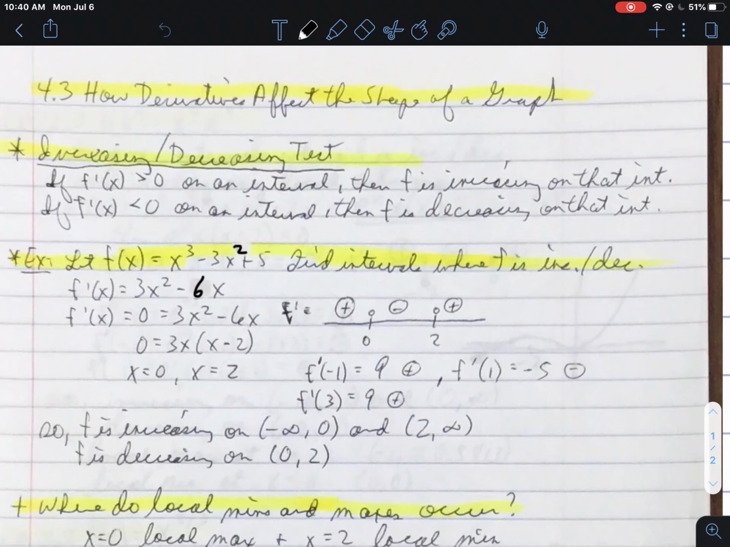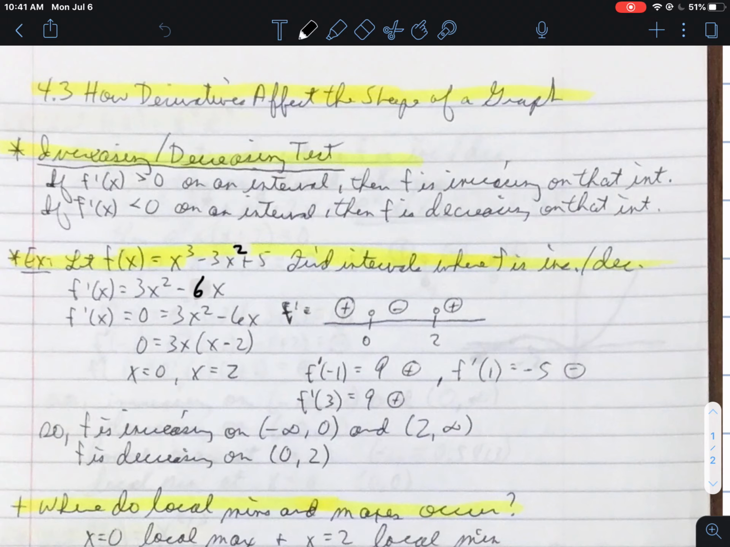Section 4.3, how derivatives affect the shape of a graph. And so we're going to pick back up with what we were talking about in section 4.1, where we had started talking about the derivative, finding those turning points, using the derivative to locate our extreme values, right? Those local maxes and local mins, that kind of thing. But we're going to continue bringing back up discussion we've had about what the derivative tells us about the shape of a graph from our earlier discussions.